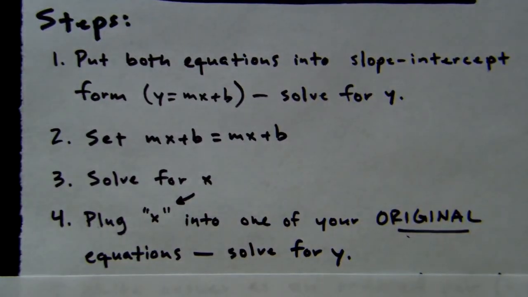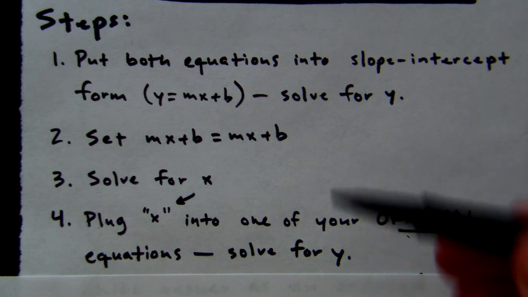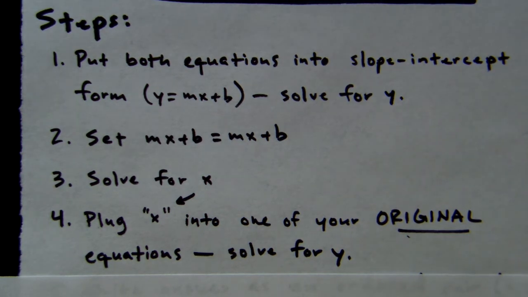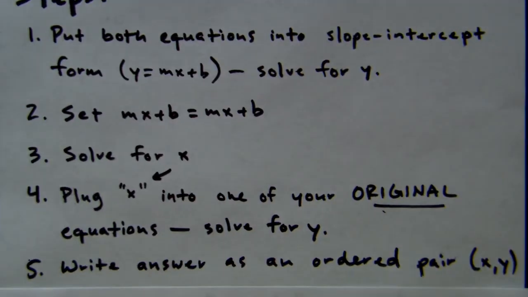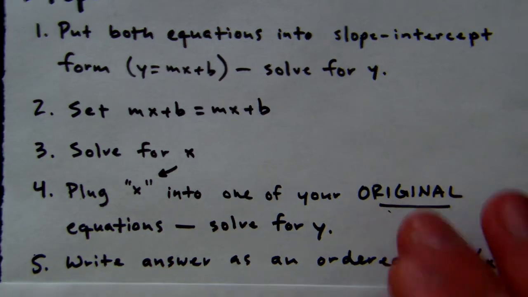The reason we do the original equation is because when we solve for y, if you made an error solving for y, you're going to get an incorrect y as your value. So we just want to make sure we take it back to the original equation. You can pick either one, and then we solve for y. When you're done, you write your answers as an ordered pair, just like that, x comma y.